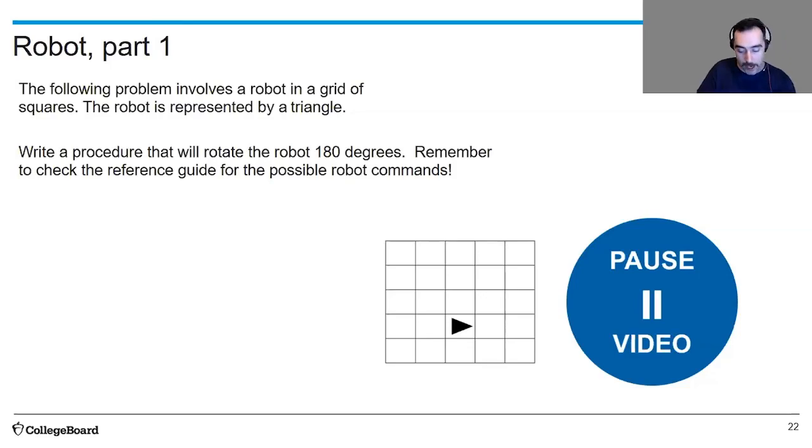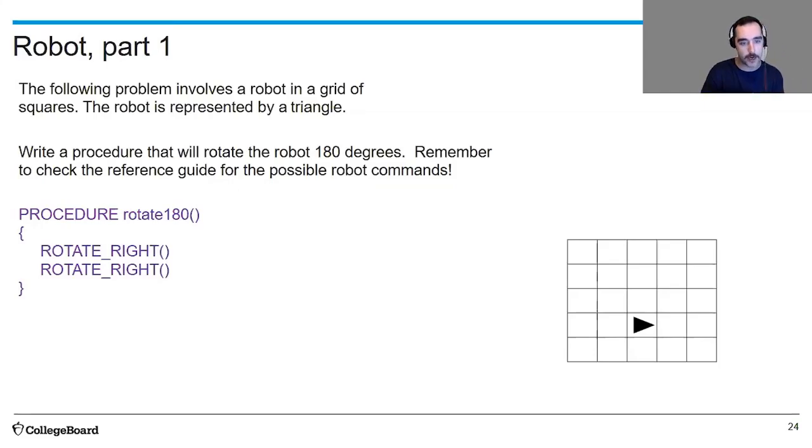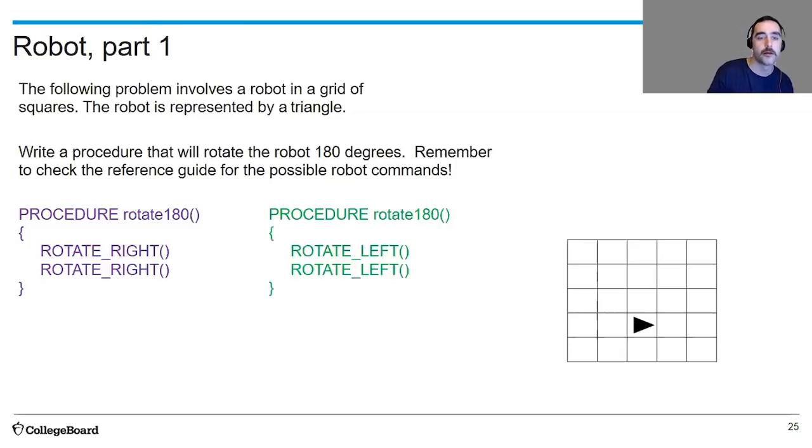All right, let's see how we did. Did you give it a good, descriptive name? And then I had rotate right, because if you rotate right, that turns the robot around 180 degrees. And then you might have chosen rotate left, rotate left. All right. So that was an easy one to get you started.